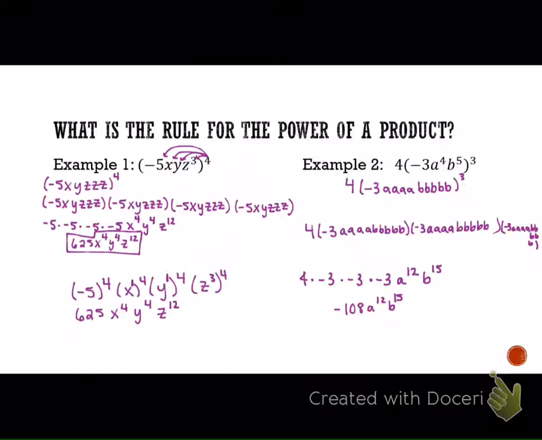So you're going to do that by listing it out 4 times, or you can just type it into your calculator correctly as well. So go ahead to the next page when you're ready.